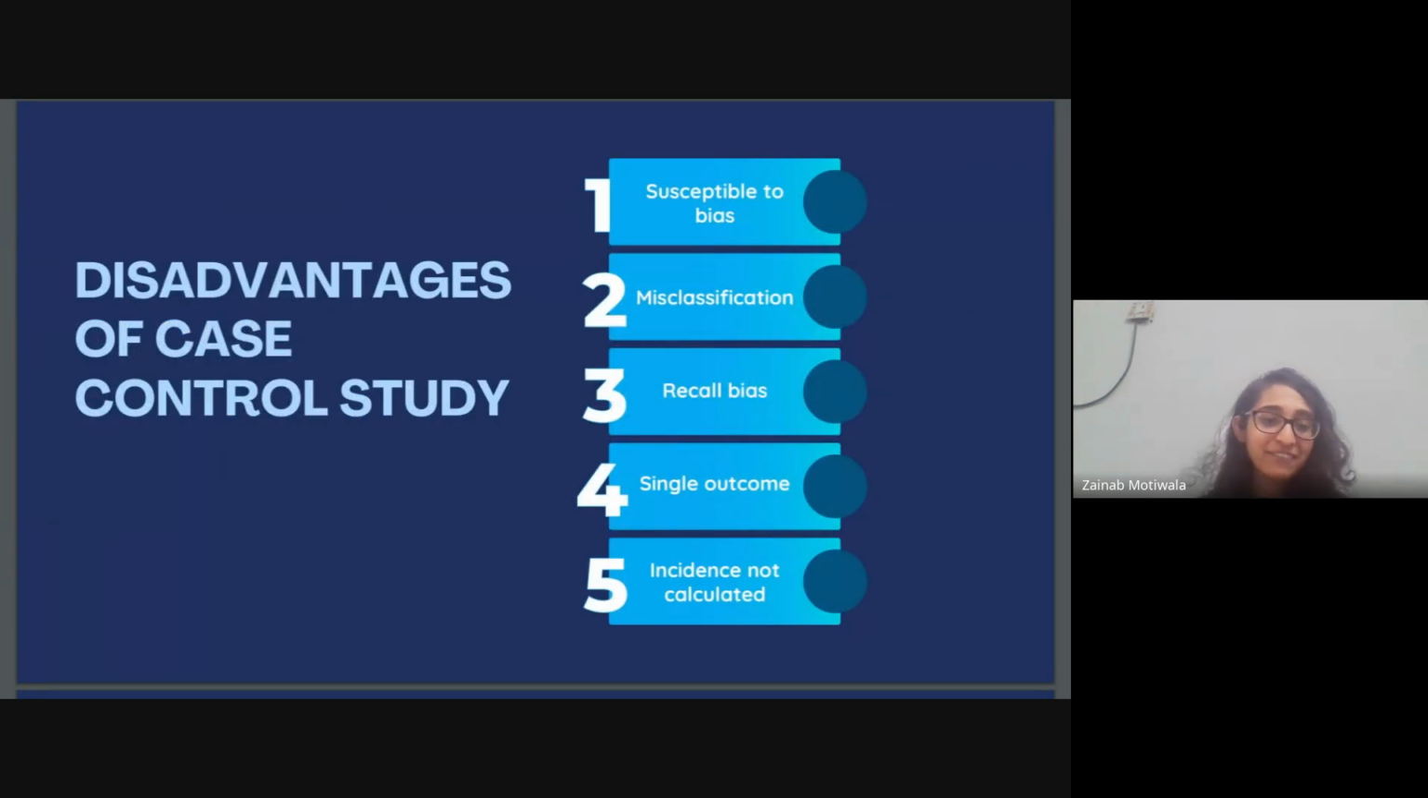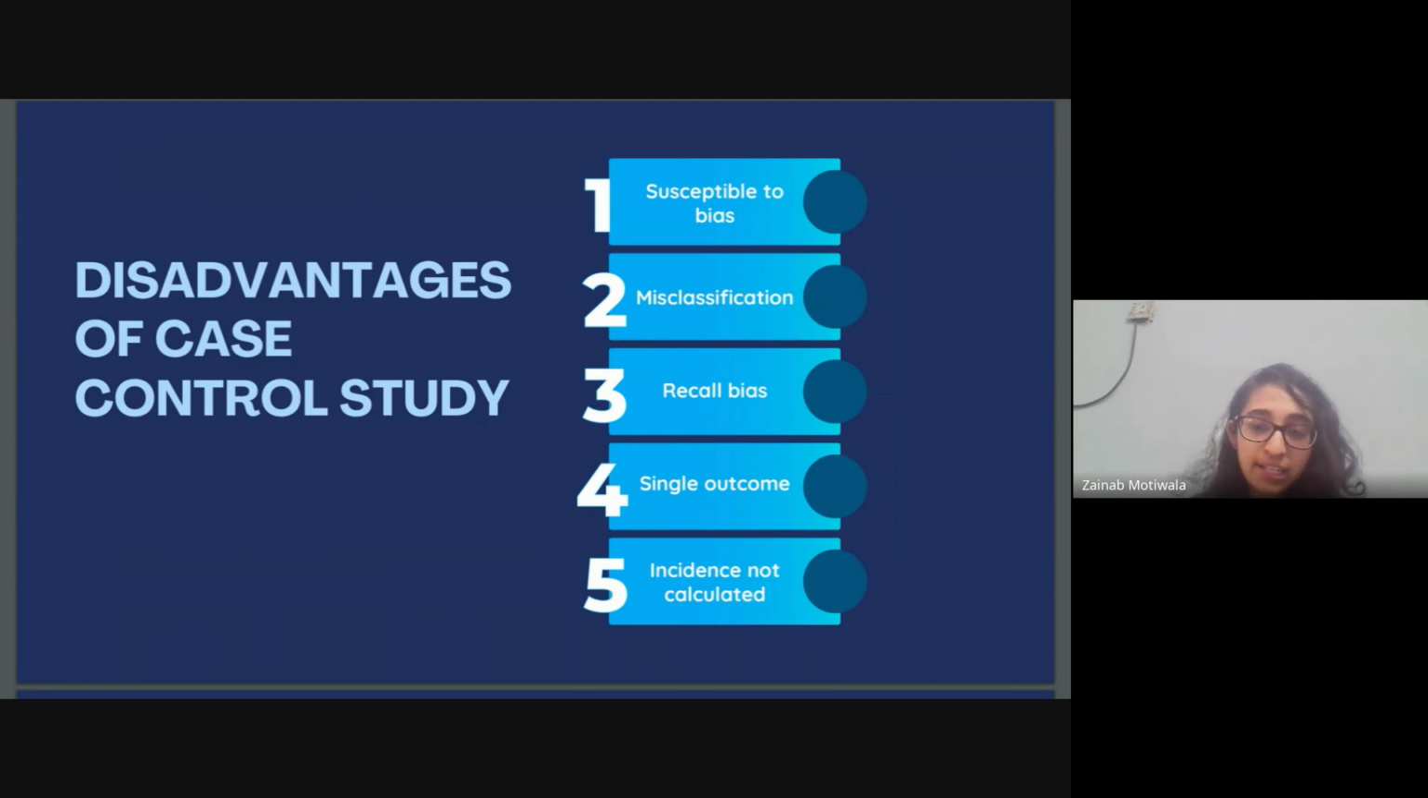As you all have rightly said, and as I've already mentioned, it is based on recall bias. And here we're only looking at single outcomes. We cannot look at multiple diseases the way we were doing it with cohort studies. So that is another bigger disadvantage.